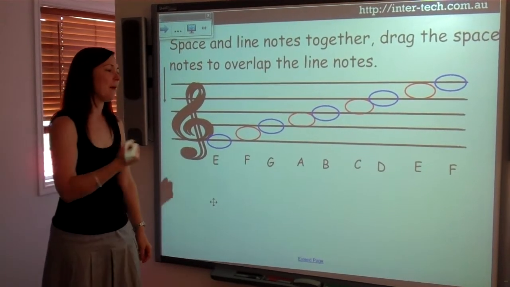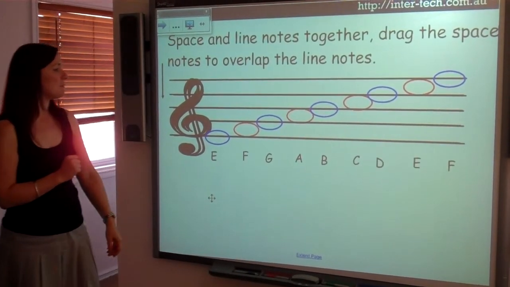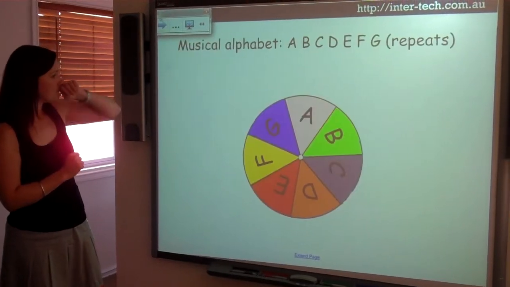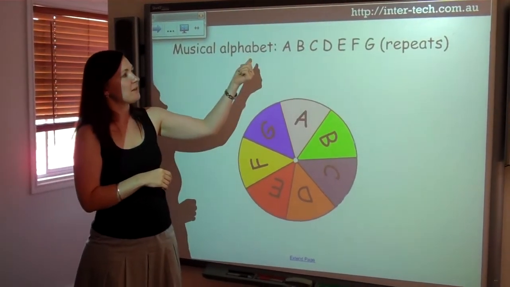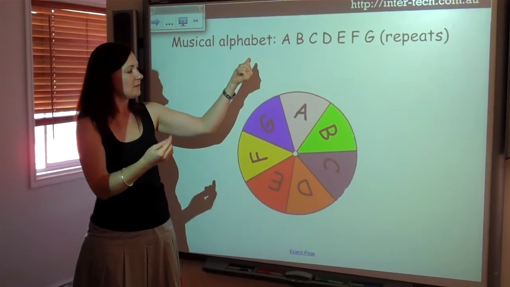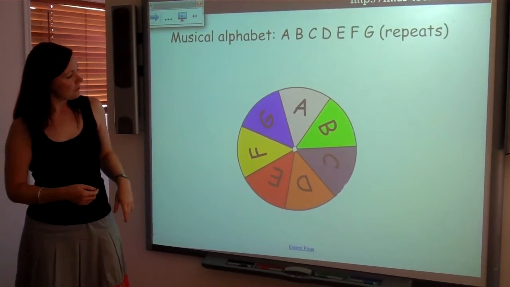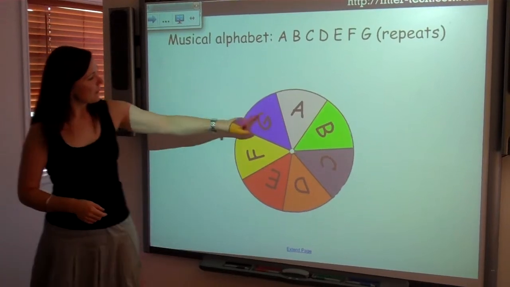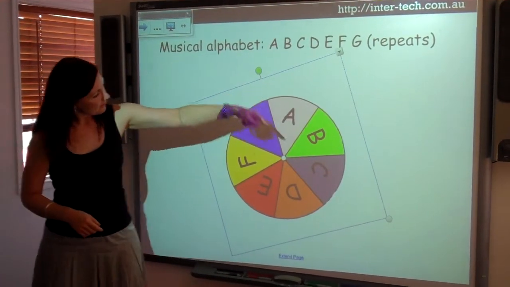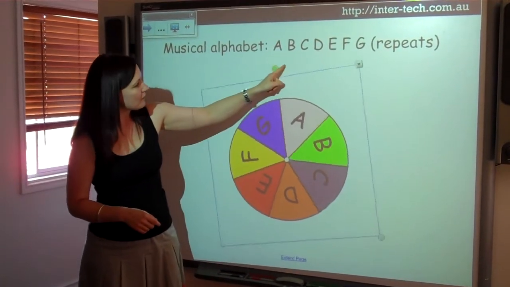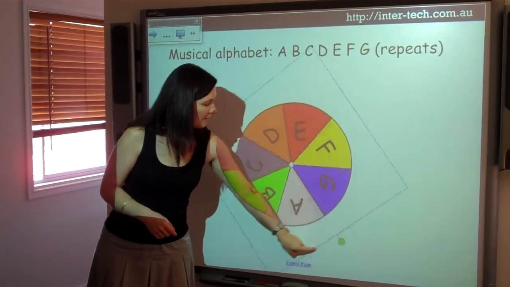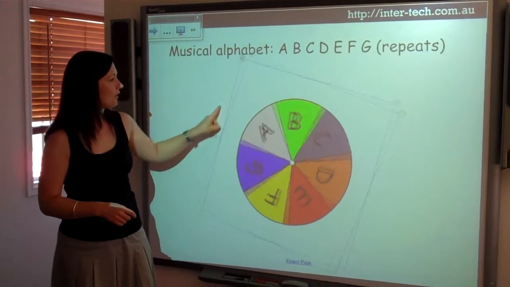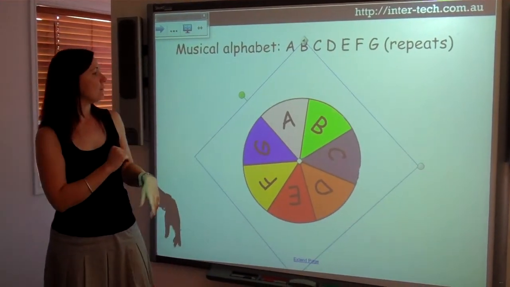That would get us talking about how notes get named in music, what letters we use. So the musical alphabet is the first seven letters of our alphabet repeated. This diagram just shows students in a visual format that A, B, C, D, E, F, and G, if I rotate it round, gets recycled over and over again, all the way up and down the stave in music.